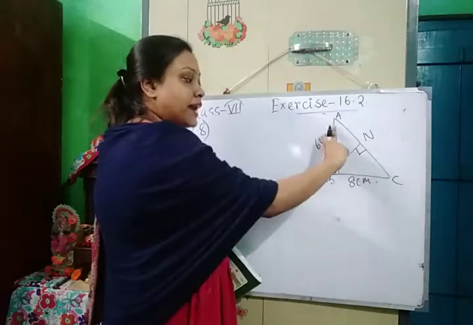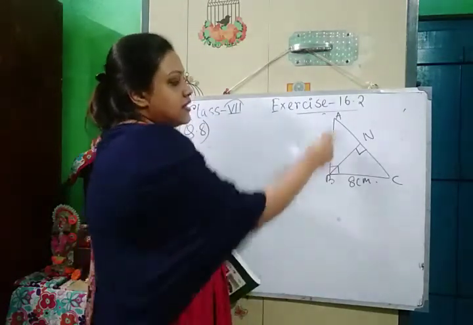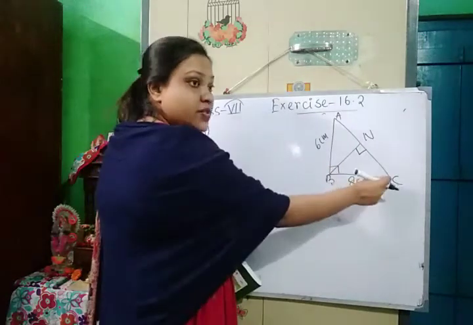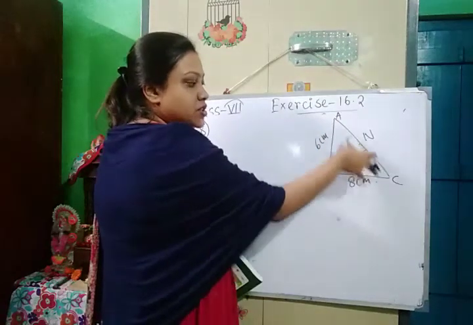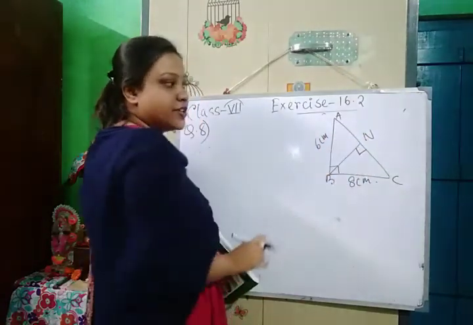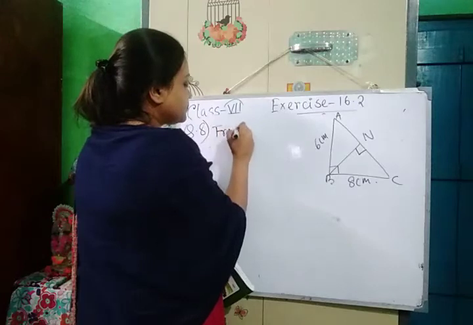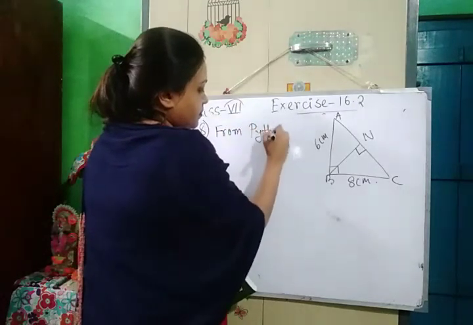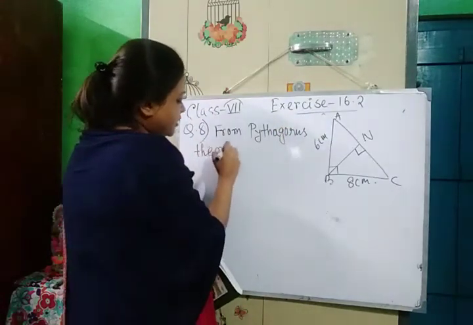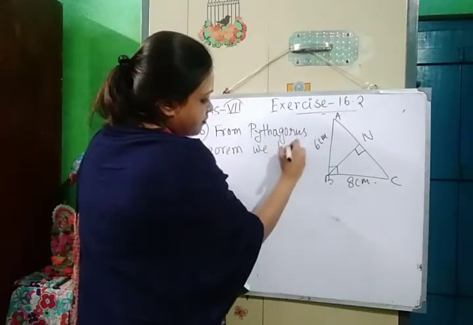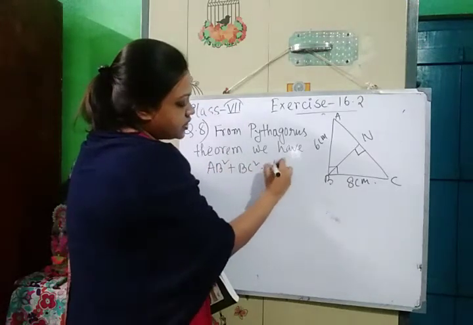How can we find out? By Pythagoras theorem. By Pythagoras theorem, we know in a right angle triangle, height square plus base square equals to hypotenuse square. So again, AB square plus BC square equals to AC square. From that Pythagoras theorem, we can find out the value of AC. So first, what will we write? From Pythagoras theorem, we have AB square plus BC square equals to AC square.